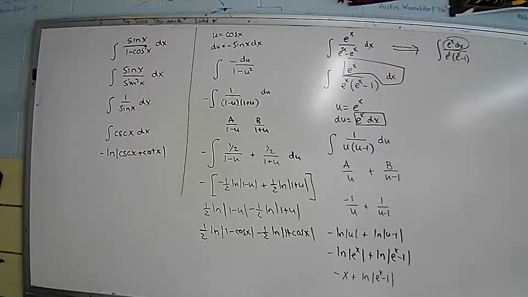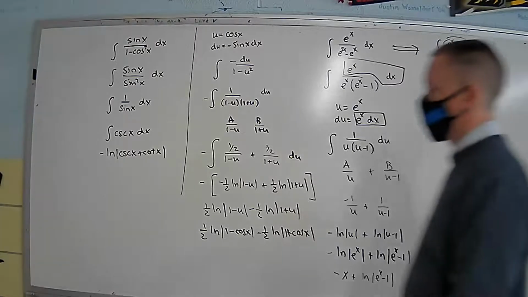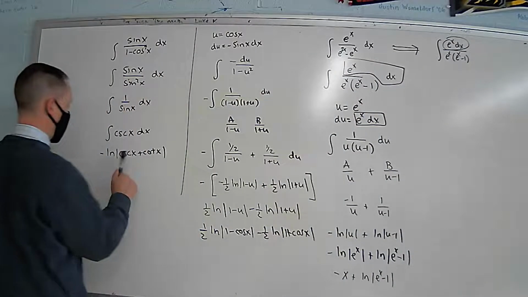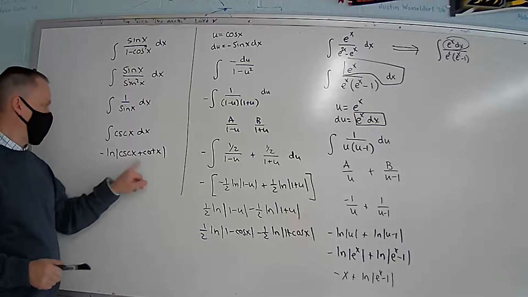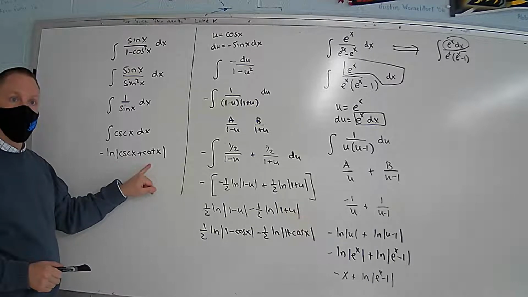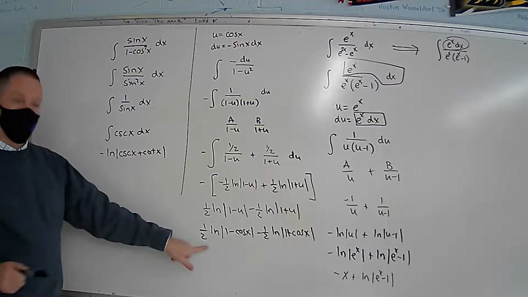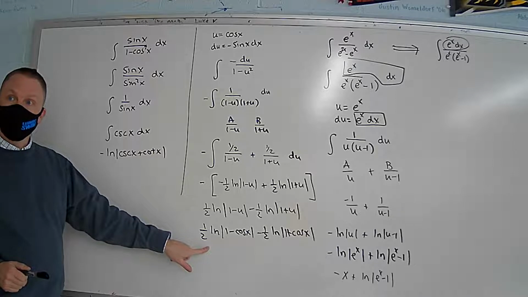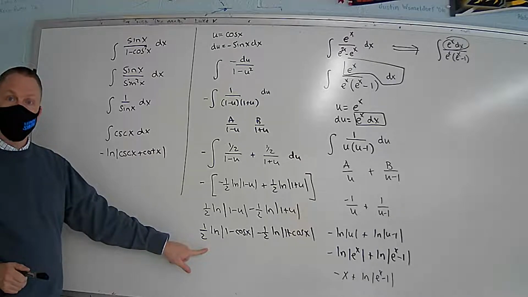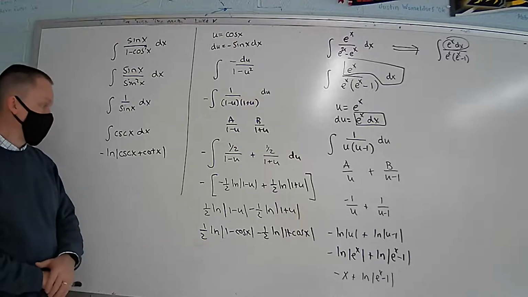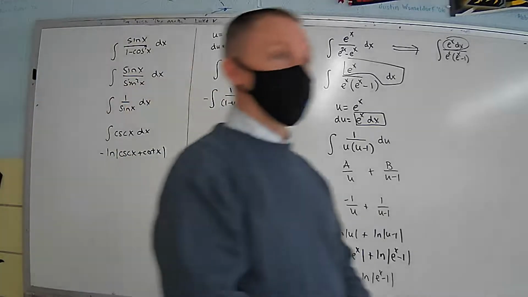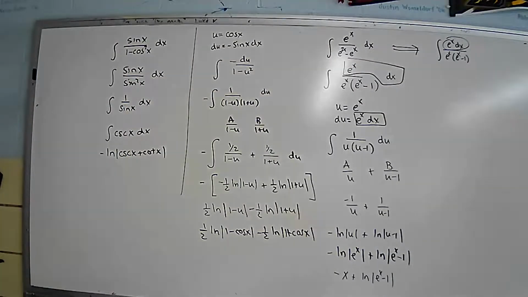Like, this is the negative natural log of cosecant plus cotangent. And you're telling me that's equal to this. Are those equal to each other? That's like a perfect trig identity proof, right?